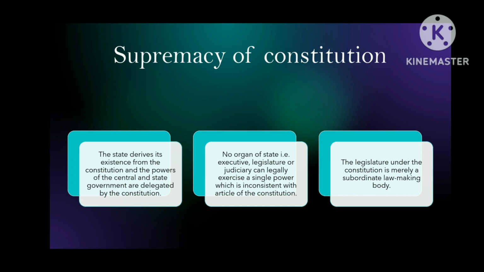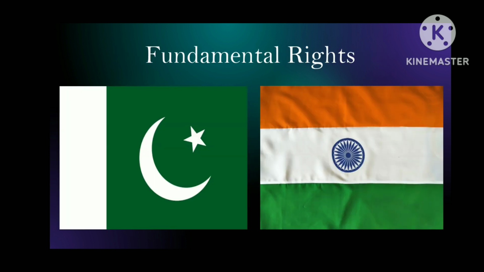The supremacy of the constitution is described in both constitutions in a way that the state derives its existence from the constitution and the powers of the central and state governments are delegated by the constitution. Secondly, no organ of a state, executive, legislature, or judiciary can legally exercise a single power which is inconsistent with an article of the Constitution. And last, the legislature under the Constitution is merely a subordinate lawmaking body.